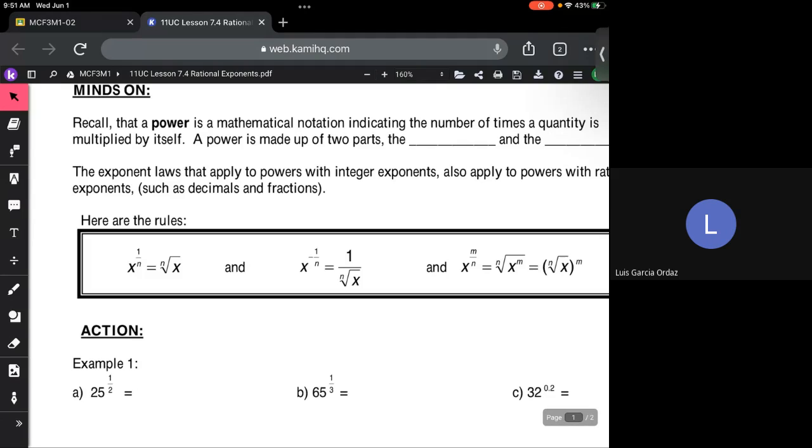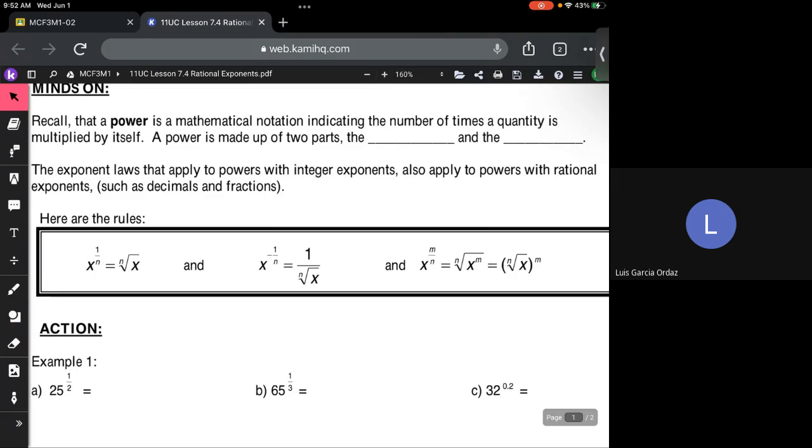Okay, so today we're doing rational exponents, which is exponents that involve fractions of some sort. So like the square roots, the cubic root, the quartic root, all of that fun stuff. So again, we know that a power is made up of two parts. Can someone tell me what those two parts are again, Rita? So a base and exponent.